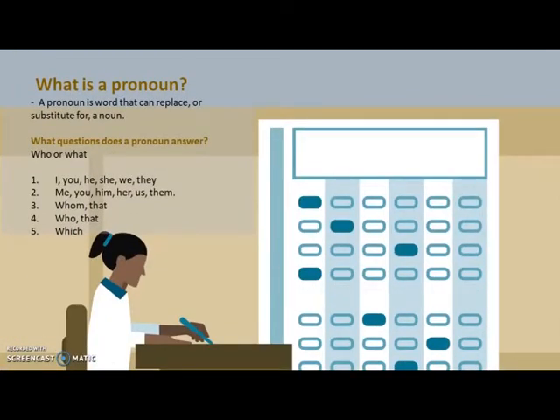We have also the third part of the speech, which is pronoun. A pronoun is a word that can replace or substitute for a noun. Instead of saying Maria, we can say she. For example, we have in the presentation the different pronouns, which is interesting.